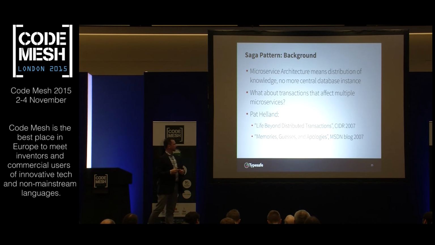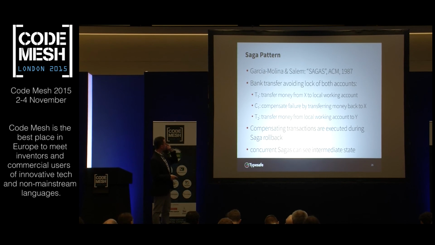And the second one, Memories, Guesses, and Apologies, talks about how to basically implement atomicity in the absence of these distributed transactions. And the idea for this is all not new. The same reference was in the talk this morning. Sagas, formulated by Garcia-Molina and Salem, already in 1987. I'll start with an example of explaining how this works. If you have bank accounts, X and Y, and you want to transfer money between them without locking both of them, how do you go about this?